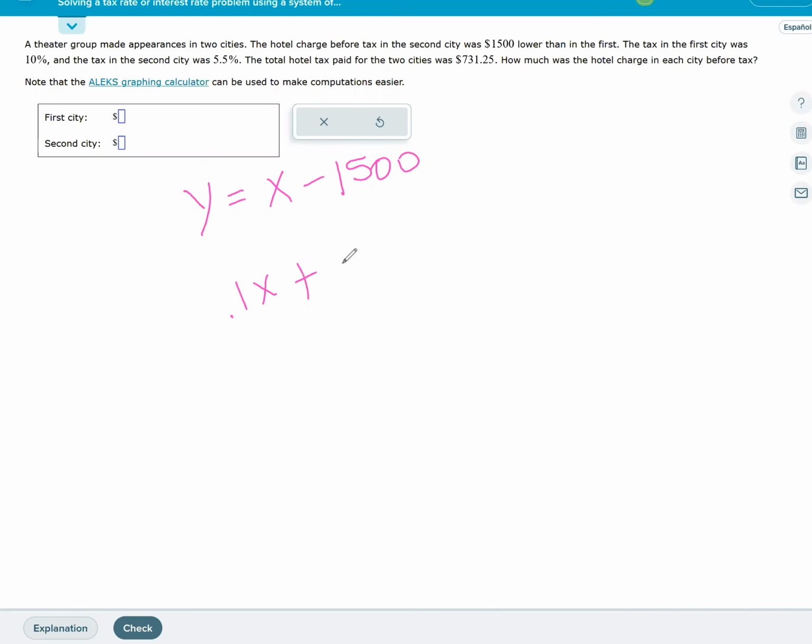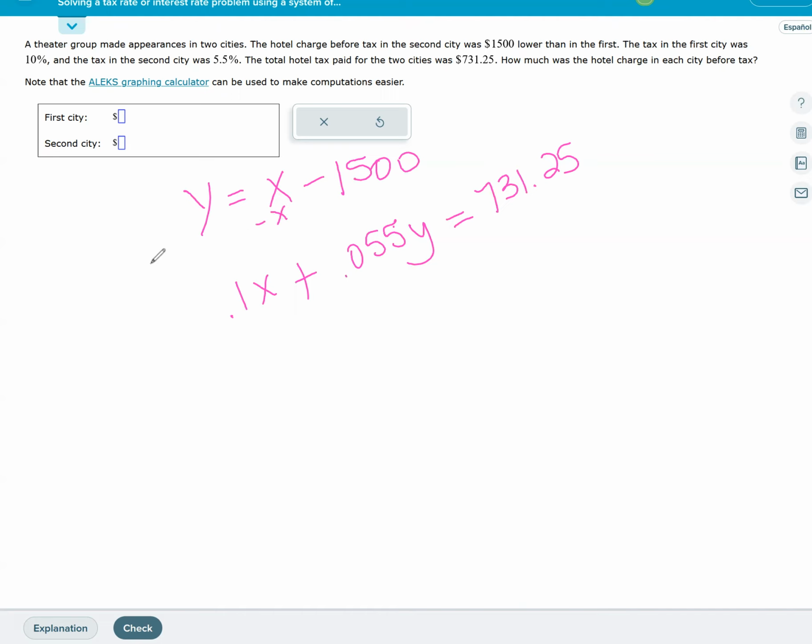And the tax in the second city was 5.5%. And the total hotel tax paid for the two cities was $731.25. How much was the hotel charge in each city before tax? Okay, so we're looking for x and y. That's our tax in each city.